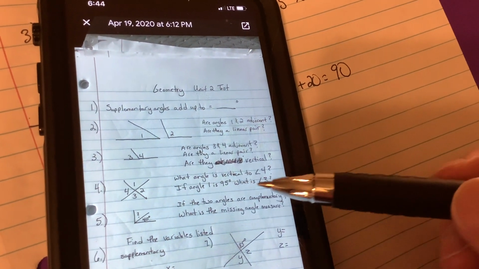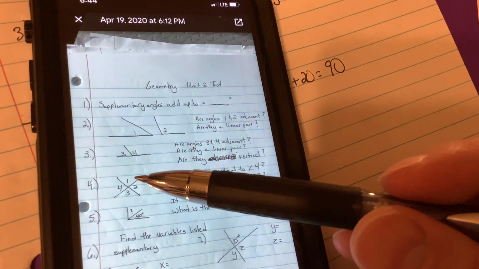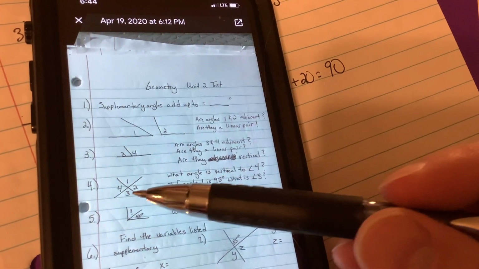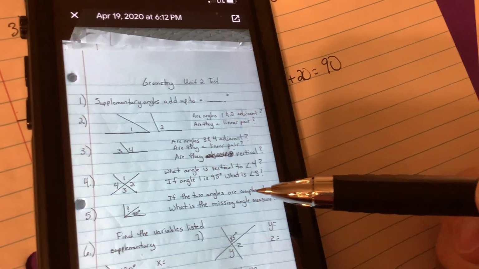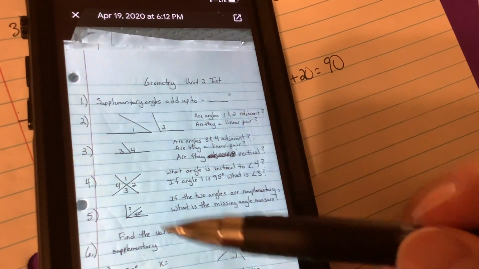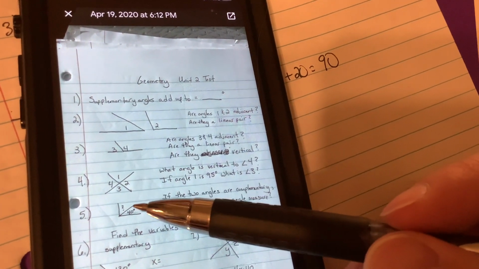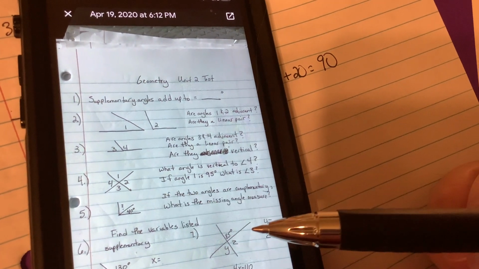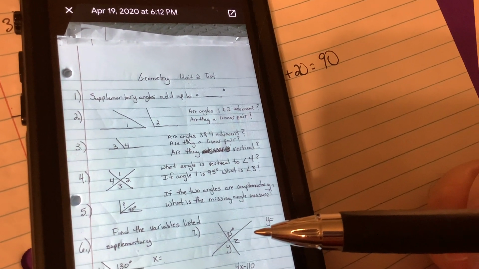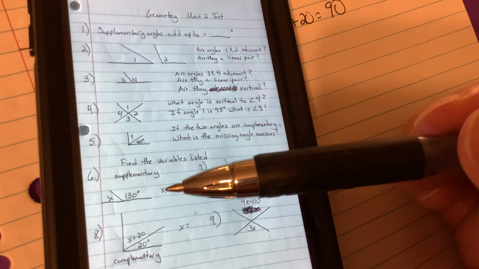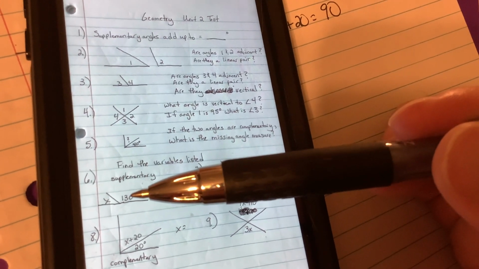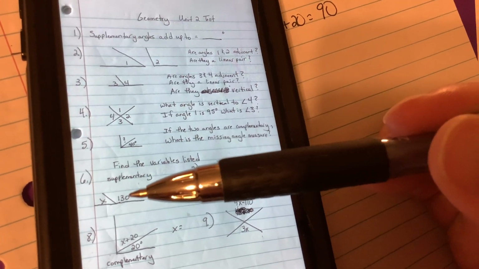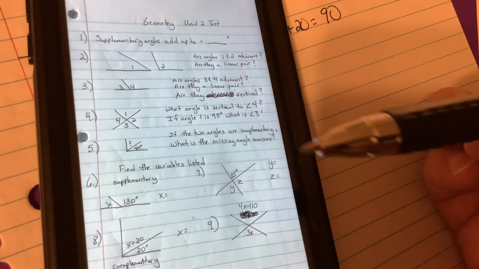What angle is vertical to 4? 2 is. If angle 1 is 95, then what is angle 3? Then it's 95, because they're vertical and they're the same. If the two angles are complementary, meaning they add up to 90, what is the missing angle? So we do 90 minus 40, we get 50. Then we have find the variables. So we got to find x. These add up to 180. They're a linear pair. So 180 minus 130 should be 50.